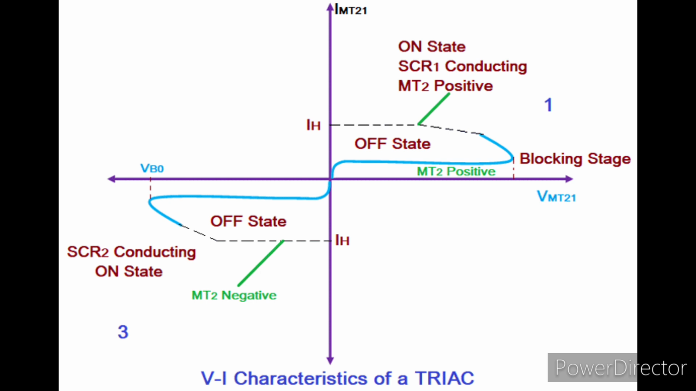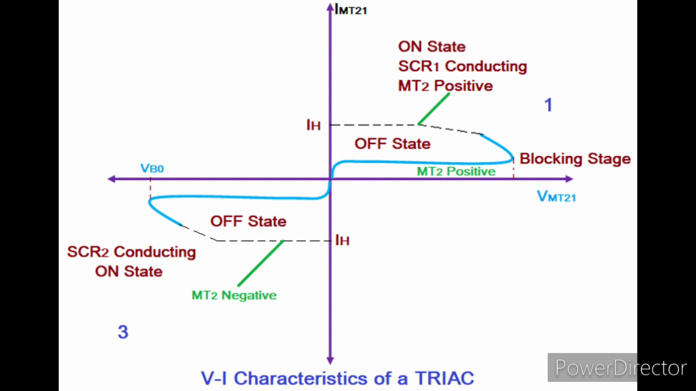Now, let us put this entire operation onto a graph and draw the VI characteristics of the TRIAC. In the characteristics, you can observe that until the breakover voltage, the device is in the off state, but a small leakage current, which is shown in the characteristics, flows because of the reverse bias when the device is in the off state. Once the voltage crosses the breakover voltage, the device conducts and the current increases.